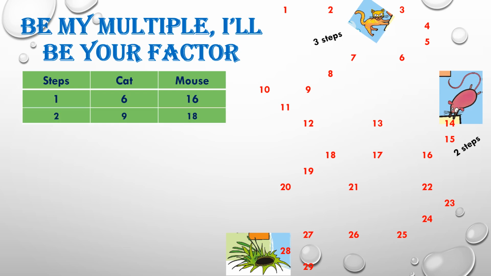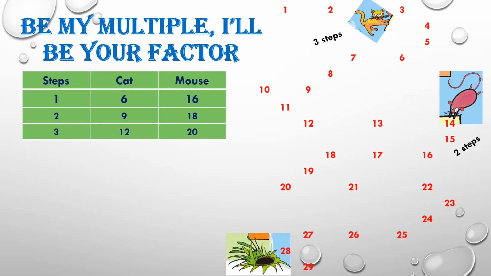Very good. So what are we doing here to find their next step? Yes, we are adding 3 to the previous step of the cat and adding 2 to the previous step of the mouse. Or we are just reading the table of 3 for the cat and the table of 2 for the mouse. Therefore, in the third step, the cat will be on 9 plus 3 equals 12, and the mouse will be on 18 plus 2 equals 20.